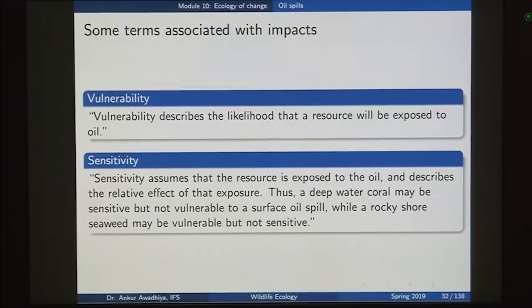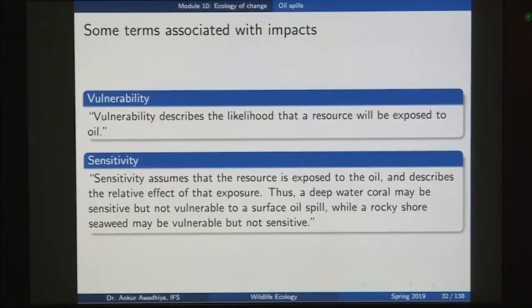Now, an example is a deep water coral. A deep water coral may be sensitive because if you expose it to the oil, it might die out very easily. But it is not vulnerable to a surface oil spill. Why? Because it is not there on the surface, it is there in the deep waters. So, because it is not exposed, it is not vulnerable. But if you expose it artificially or in certain situations when it gets exposed, it is very much sensitive, so it dies out.